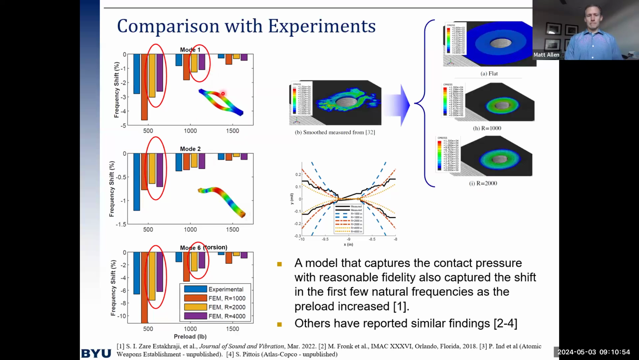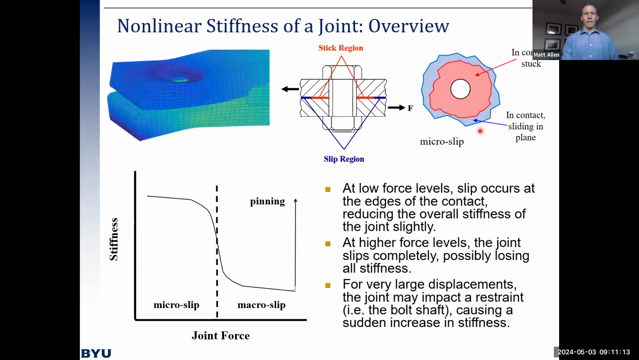This was a few years ago, and we thought this was really promising in terms of being able to predict the stiffness of a joint. And again, it all seems to come down to understanding the contact, and understanding the area and the amount of material that's in contact. So that's the linearized stiffness.